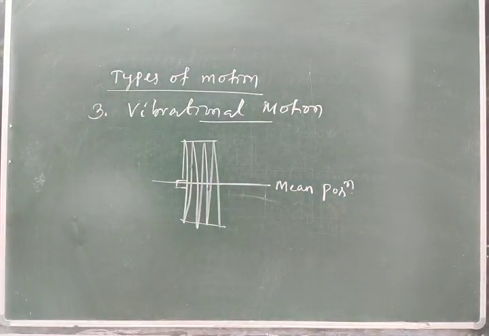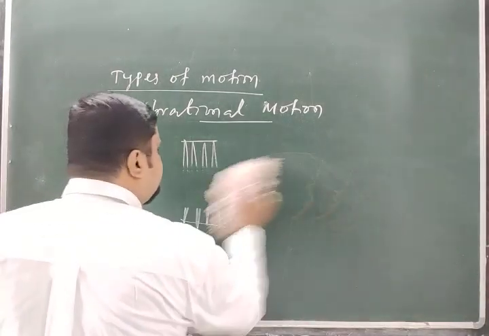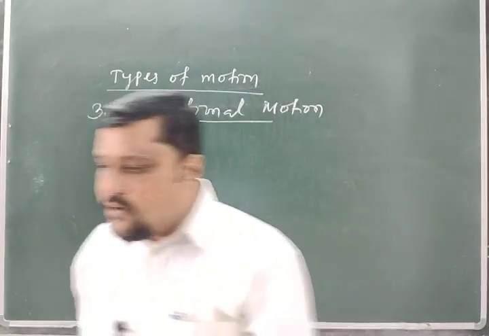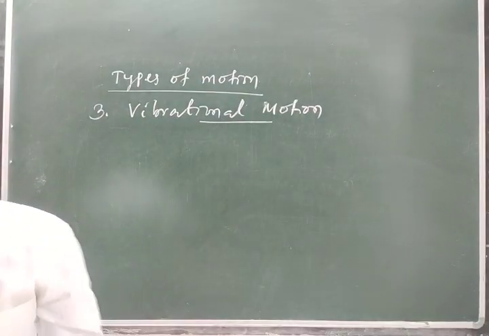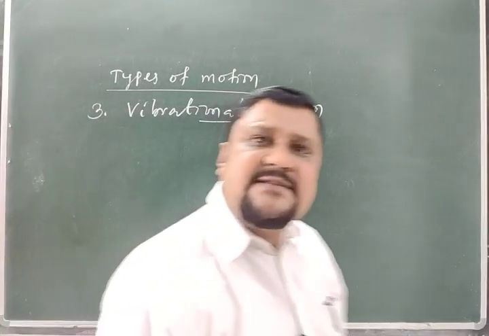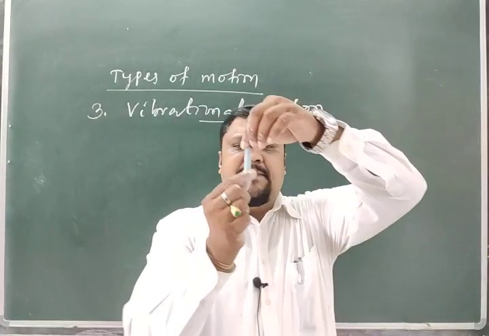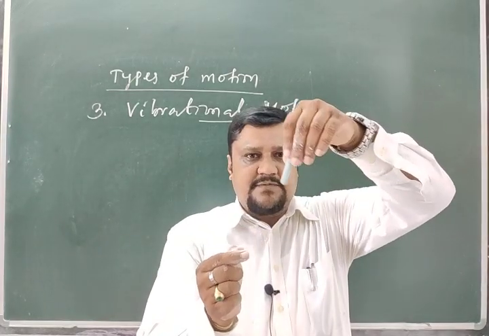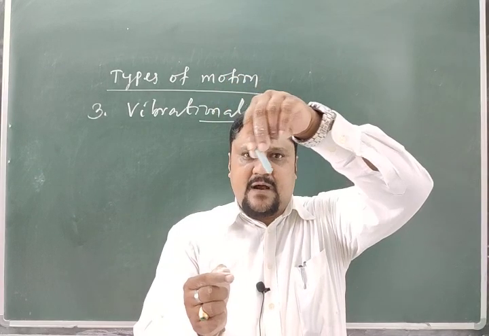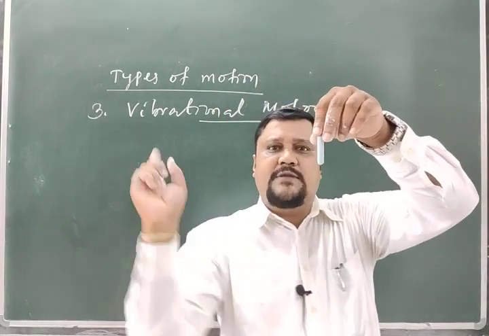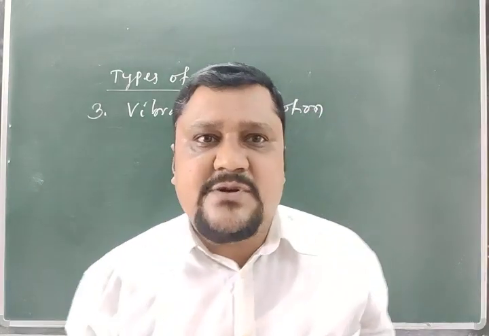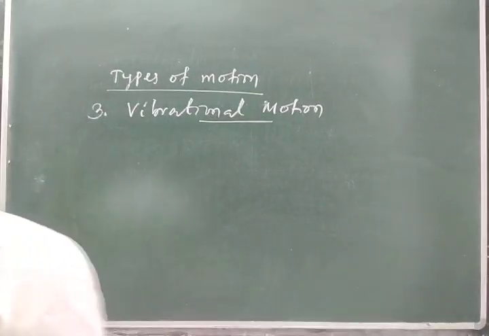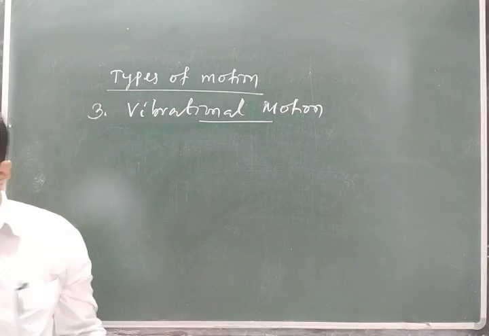Okay. The motion of the pendulum in a clock is also a vibrational motion. The motion of a simple pendulum is also a vibrational motion. The pendulum's rest position is the mean position. About this mean position, it goes to one extreme, then comes back to the mean position, then goes to the other extreme, then comes back. That is called a vibrational motion. The pendulum is vibrating, or you can say oscillating. Okay. So these are the different types of motion.